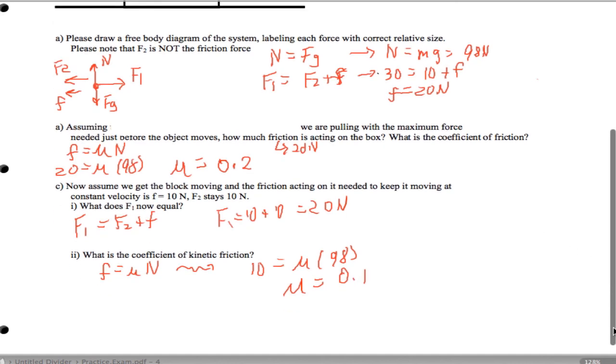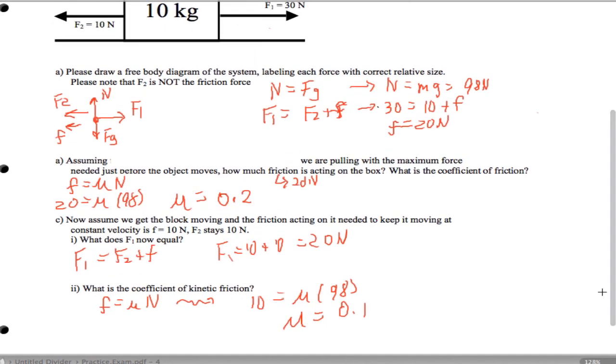So that's the fourth page of the exam. We'll continue.